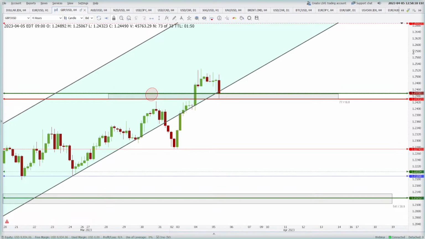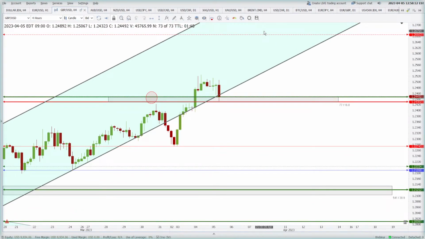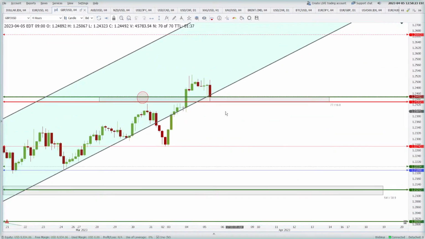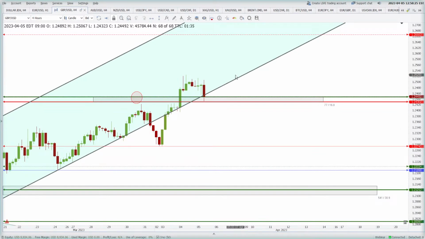On the higher side we have targets at 1.2666, and on the lower side, if it breaks through this 1.2430, we will be targeting 1.2274 in this market. But I think you should not be selling this market because the market structure is up and you should only be looking for the buying opportunities.